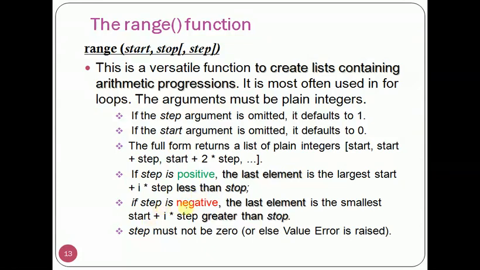And you can give a negative value also to the step. If it is a negative value, then the last element will be greater than the stop. If you are giving a negative number, it will move backward. If you are giving a positive number, it moves forward. So based upon the situation, you can give positive or negative. Then step value can never be 0.